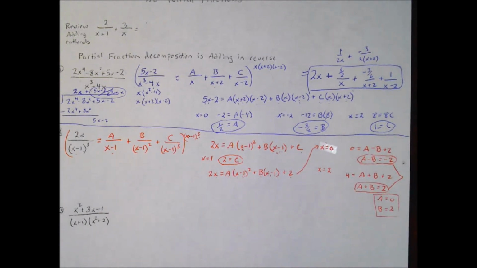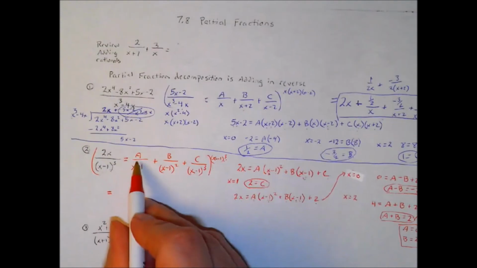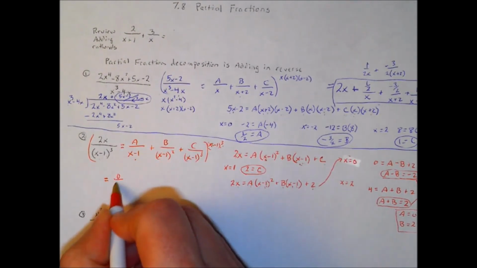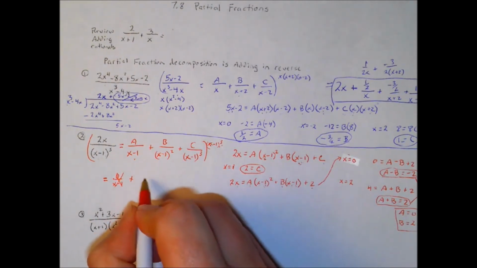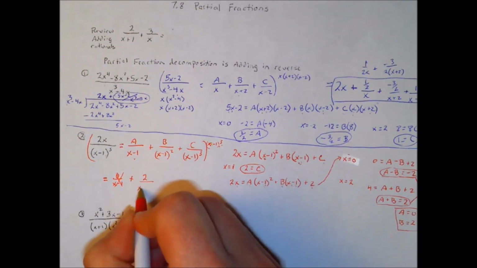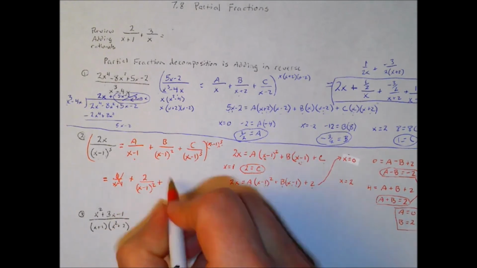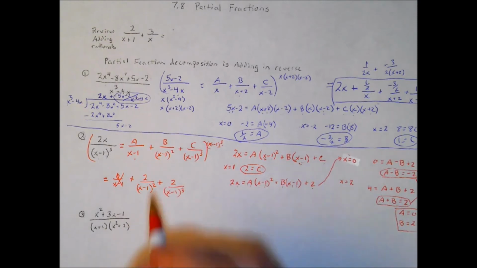So we now know our a, our b, and our c. My final answer is going to be my a, which was 0, and 0 over x minus 1 is just 0. Plus b, which is 2 over x minus 1 squared, plus c, which is also 2 over x minus 1 to the third. So right there I have my solution to that problem.